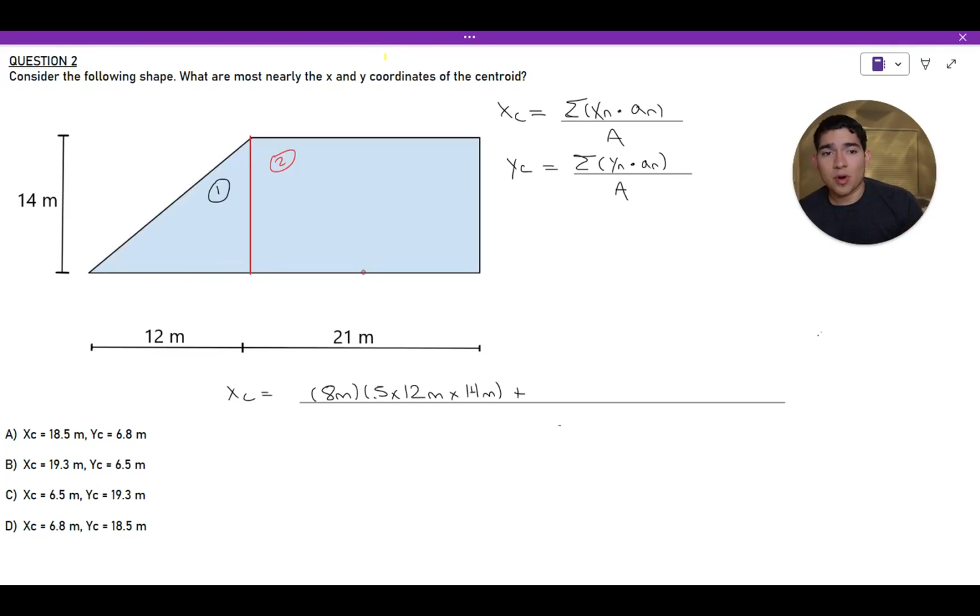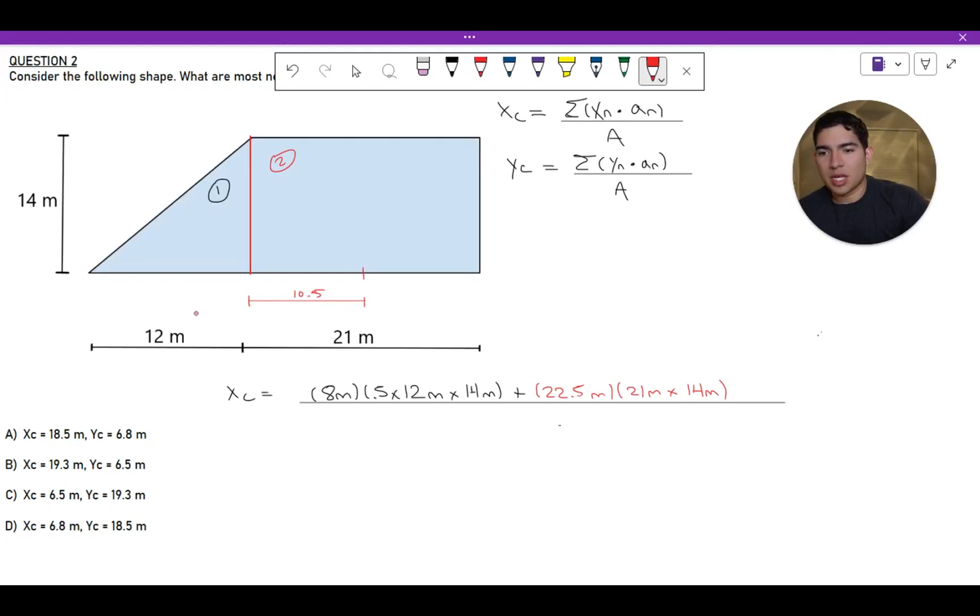Now for our second component, it's going to be more straightforward. We have a rectangle, and we know that the x coordinate for that centroid would be right in the middle. In this case, half of 21 is going to be 10.5. But then remember that we need to add this distance of 10.5 to the 12 meters, because when we write those coordinates in our formula, they need to be in reference to the origin. So in this case, the origin would be 0, 0, or this corner of the shape right here. So 10.5 plus 12 is 22.5 meters.